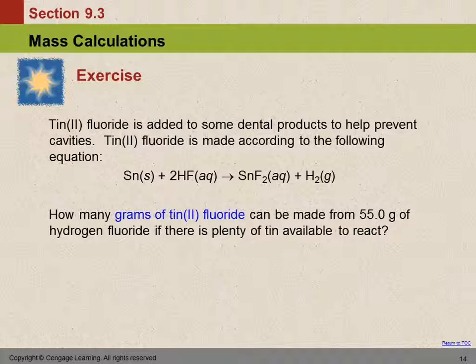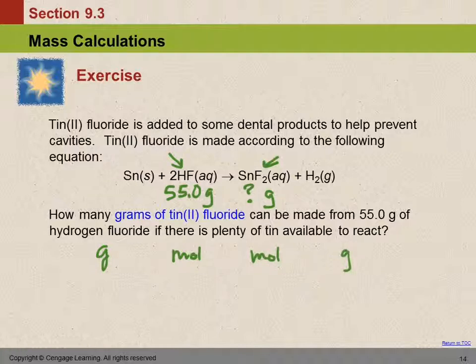So we read the question. The question is asking how many grams of tin fluoride. So I'm going to put a question mark here, grams. That's what I'm trying to find. The number they're giving me is 55 grams of hydrogen fluoride. So 55.0 grams of HF. So this is what I'm starting with, and this is what I'm going to. So grams to moles to moles to grams.